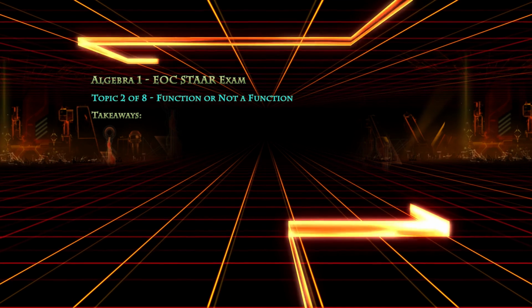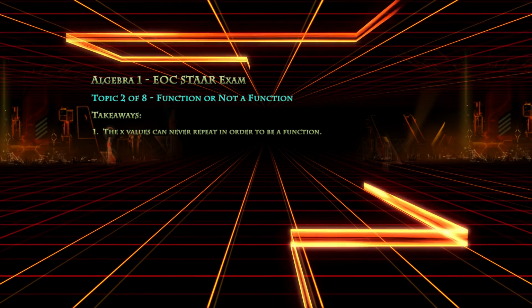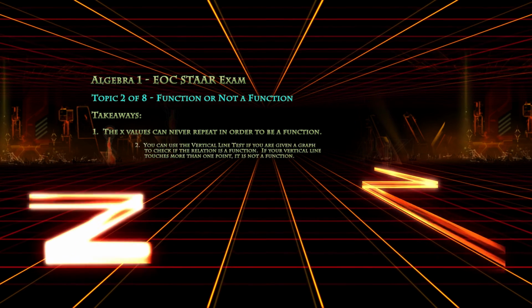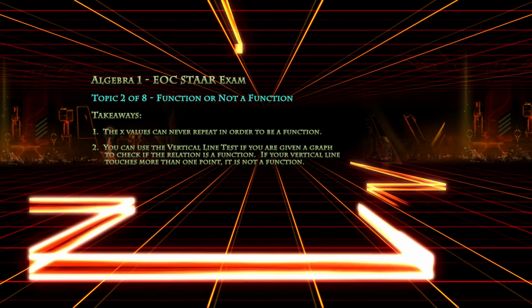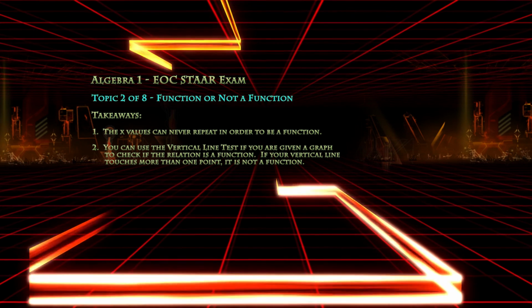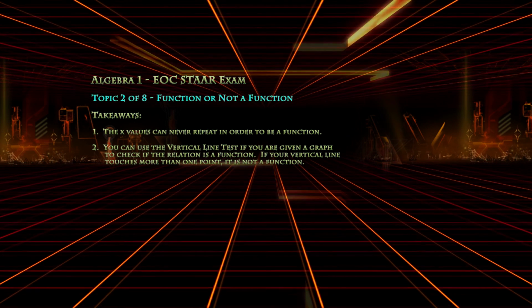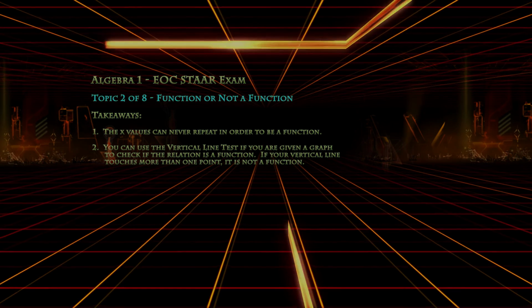Topic 2 of 8. Function or not a function. Takeaways. 1. The x values can never repeat in order to be a function. 2. You can use the vertical line test if you are given a graph to check if the relation is a function. If your vertical line touches more than one point, it is not a function.